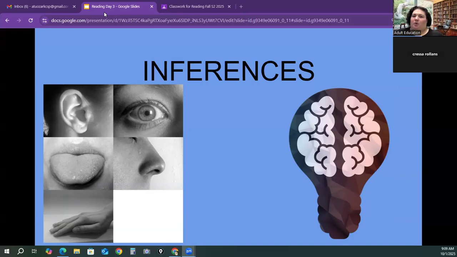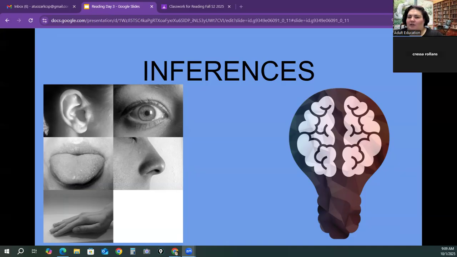Okay, so that was about supporting details and how we can use supporting details to find the main idea. Like he said, sometimes that main idea is not written out directly. You have to look through the supporting details to find out what the author is trying to tell you. What is the main idea?